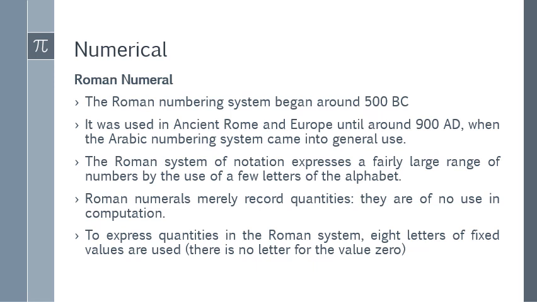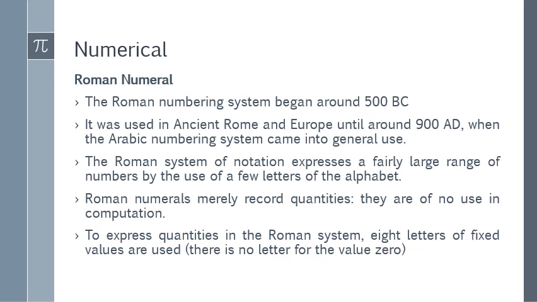The Roman system of notation expresses a fairly large range of numbers by use of few letters of the alphabet. This system only uses a few letters, and by the use of those letters, large numbers can be expressed. The Roman numerals merely record quantities. They are not used in computations or calculations. So they just represent a number, or they are used in recording the numbers, but they are not used in addition, subtraction, division, or multiplication processes.